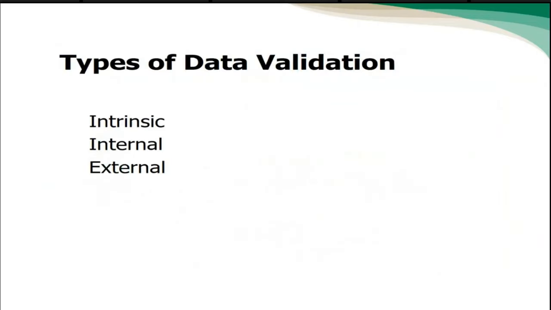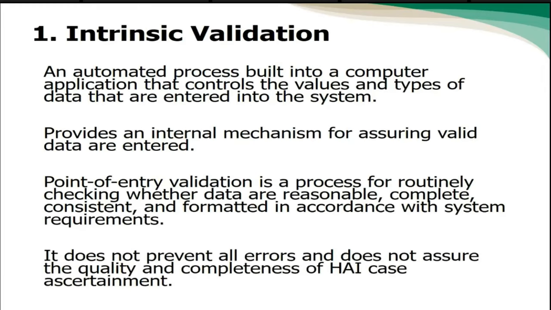Now, types of data validation. There are three types of data validation which we need to know. First is intrinsic, then internal, and last is external. Let's go to them one by one. Intrinsic validation is an automated process built into a computer application that controls the values and the types of the data that are entered into the system. It provides an internal mechanism for assuring that valid data are entered.